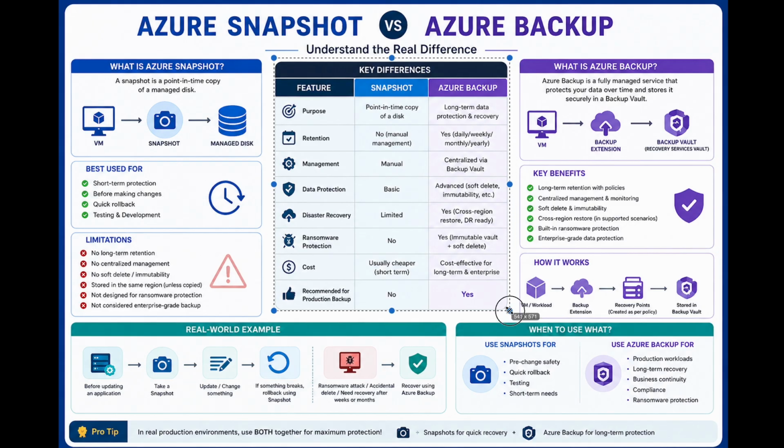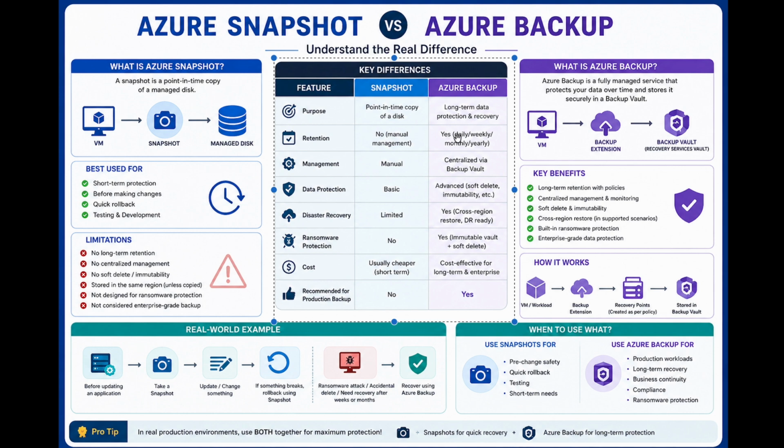Now let's compare them side by side. So the purpose is, for a snapshot, we have a point in time copy of a disk, right? And Azure Backup is usually used when we want our resource to be protected for a longer duration and managed automatically via Azure policies. And for retention, we have no manual management. Once a snapshot is taken, you have to manually delete it if you do not need the snapshot. It's not going to get removed automatically.